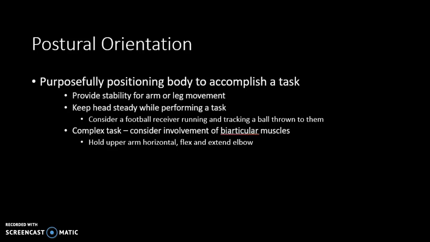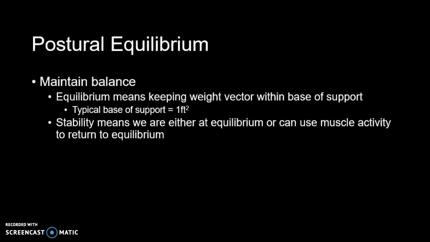A complex task, consider the involvement of biarticular muscles. You could think of the hamstrings as biarticular muscles. We could think of holding the upper arm horizontal and then flexing and extending the elbow, because we do know that the biceps and the triceps cross two joints.